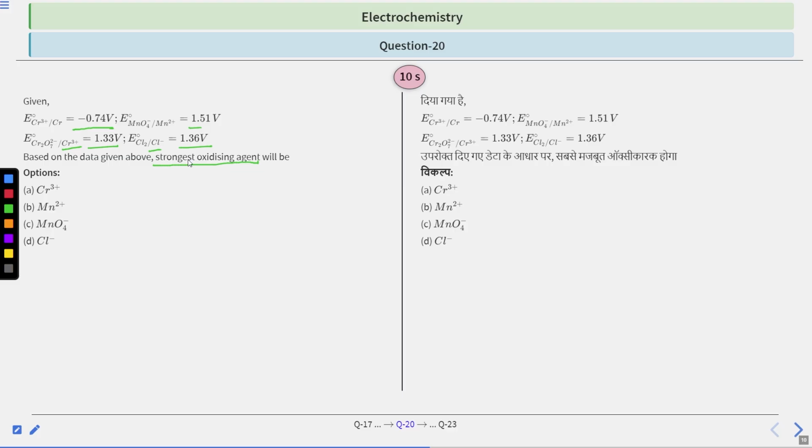Okay, so we have to tell the strongest oxidizing agent. An oxidizing agent is the one which oxidizes other substances or other elements and gets reduced itself. Okay, so the options are chromium 3 positive, Mn2 positive, MnO4 negative, or Cl negative. You have 10 seconds to solve this question. After that, we will see the answer.